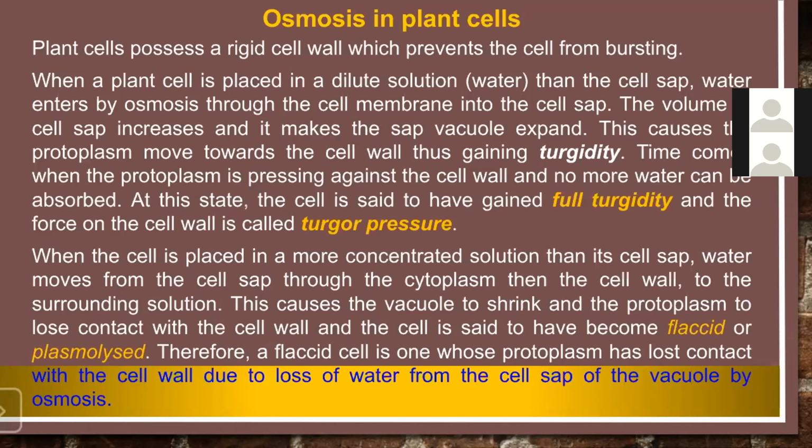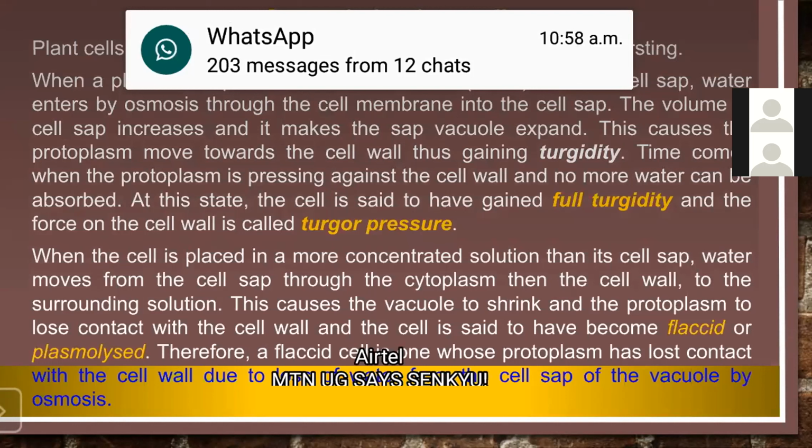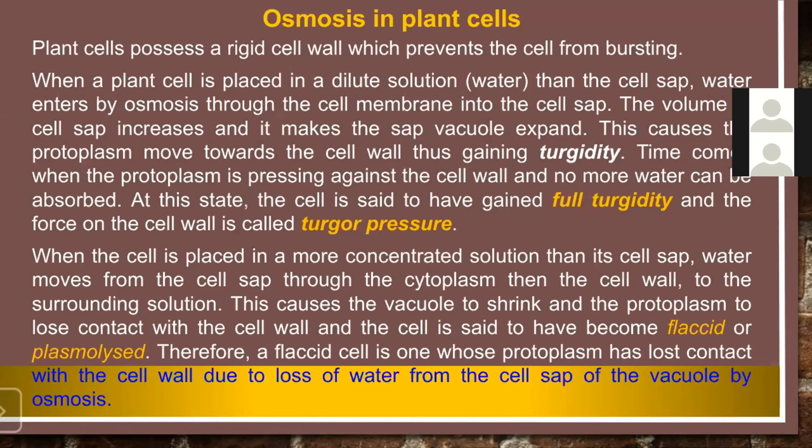So plasmolysis simply means the plant cell losing water to the surrounding solution by osmosis, and in effect, that plant cell becomes flaccid.